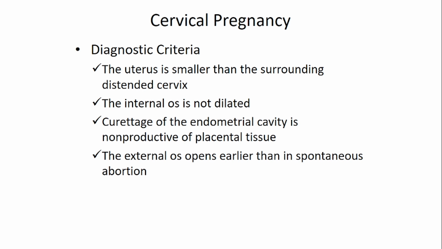But when you examine, you find that the uterus is smaller than the surrounding distended cervix. The internal os is closed. It's not dilated because this pregnancy is limited to the cervix. The external os is open earlier than in a spontaneous miscarriage, because since the pregnancy is in the cervix, when there is any miscarriage, it will open earlier than in an intrauterine pregnancy. If you do any curettage and subject it to histology, there will be no placental tissue obtained from the endometrial cavity.